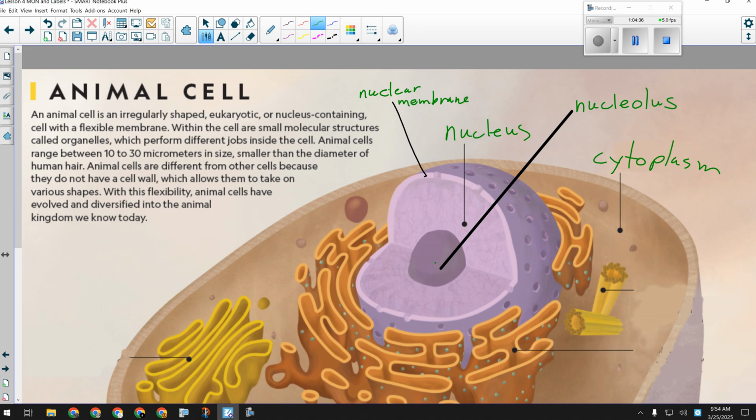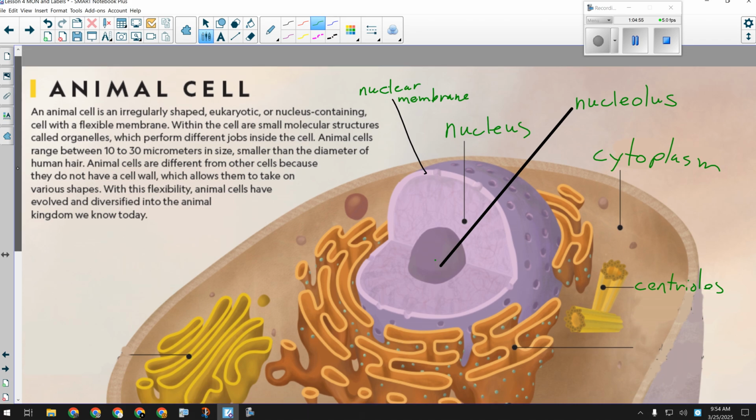Centrioles. These are the centrioles. They're those things that help with cell division. One goes to each pole on the cell and pulls all the DNA to that cell. So they look like, is it rigatoni? Yeah, they look like rigatoni.